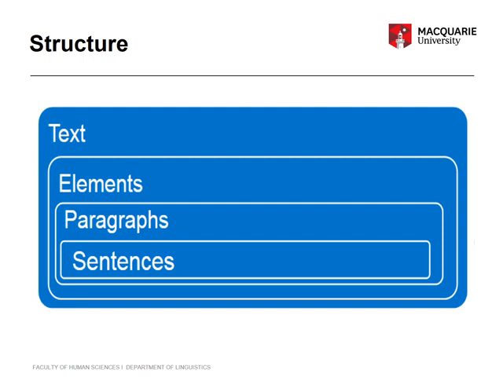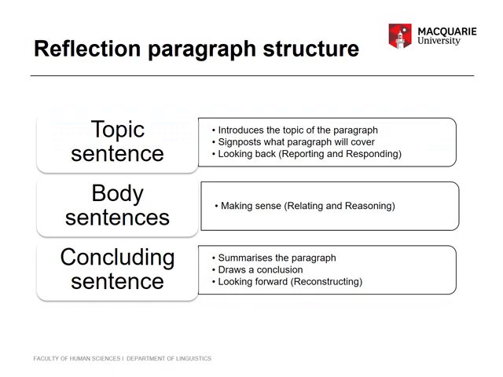In terms of structure, a short reflection, so of around 250 words, will consist of one paragraph made up of sentences. A typical paragraph structure is to have a topic sentence followed by body sentences and then a concluding sentence. And we can relate the structure to the reflection paragraph.